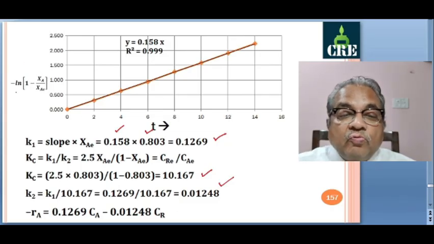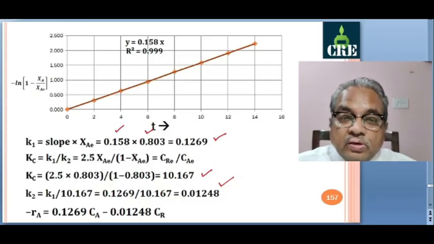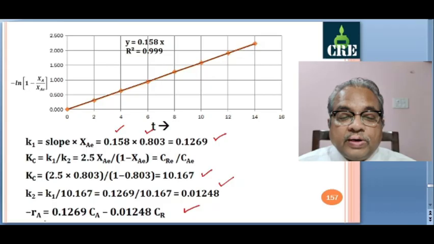The form we have assumed is first order reversible, and our data is fitting perfectly. That means the integrated form of the rate law for first order reversible, which we have tested, is valid. So our rate law was K1 CA minus K2 CR. We have determined the K1 and K2 values, so we substitute those values. So the rate law can be reported as minus RA is equal to 0.1269 CA minus 0.01248 CR.